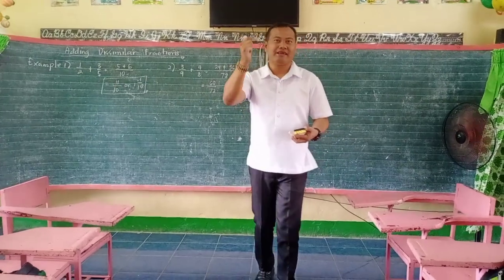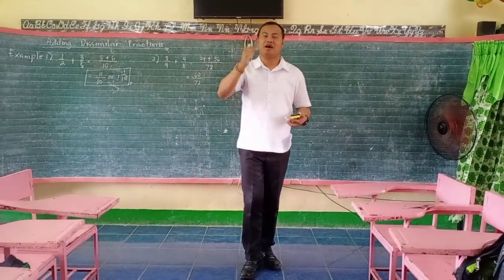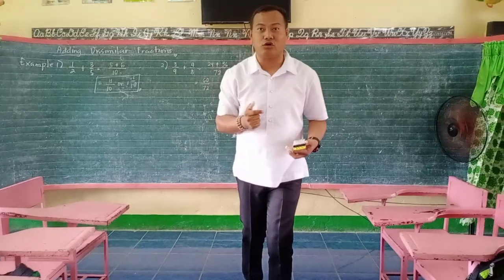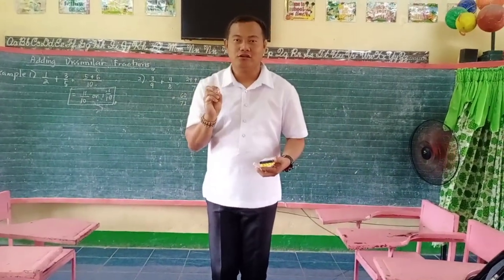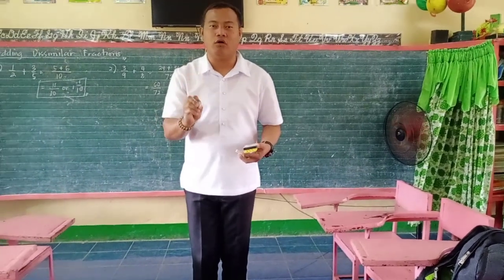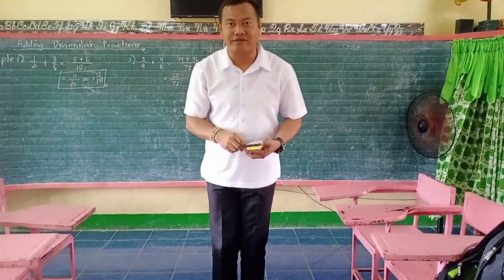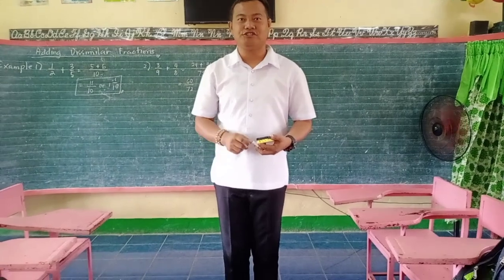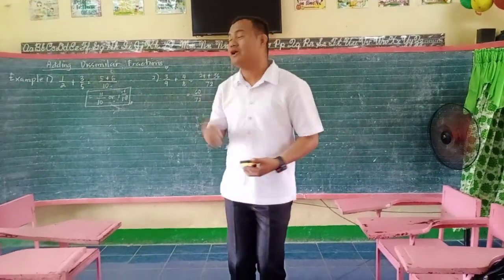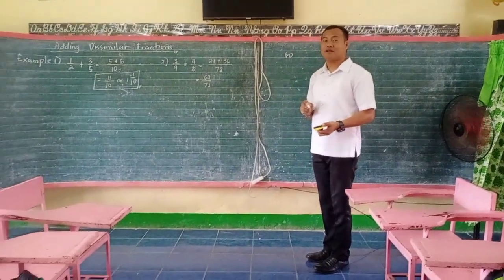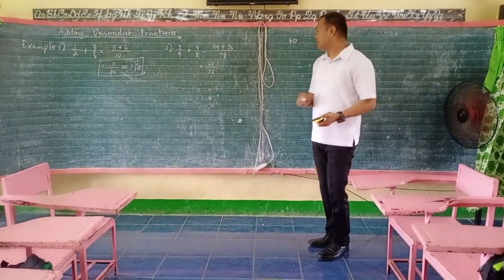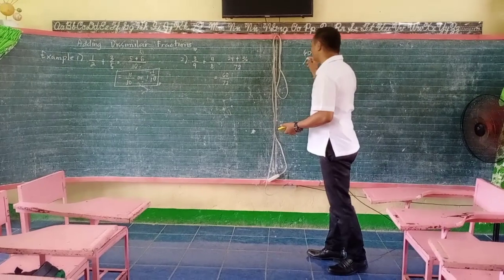Exactly. Applying the concept of the greatest common factor, we can easily find the lowest term or simplest form of 60 over 72. Do you still remember our GCF, the greatest common factor? Alright, very good. So, we have to determine the factors of 60 using the factor tree.